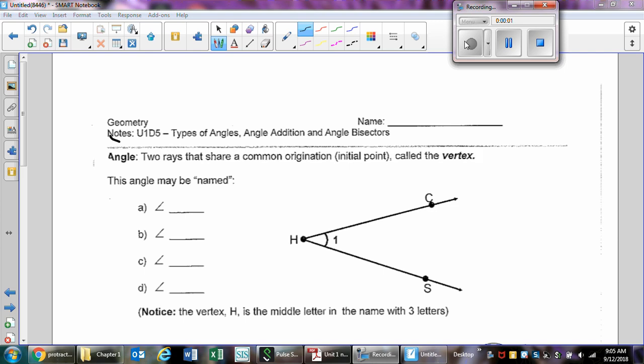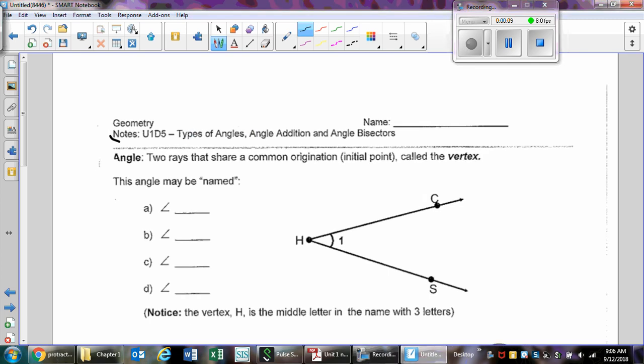All right. Good morning or good afternoon. We're going to be doing Unit 1, Day 5, types of angles. We're going to do types of angles, angle addition, and angle bisectors. But before we get deep into it, what is an angle, how do we create it, and how do we name it?